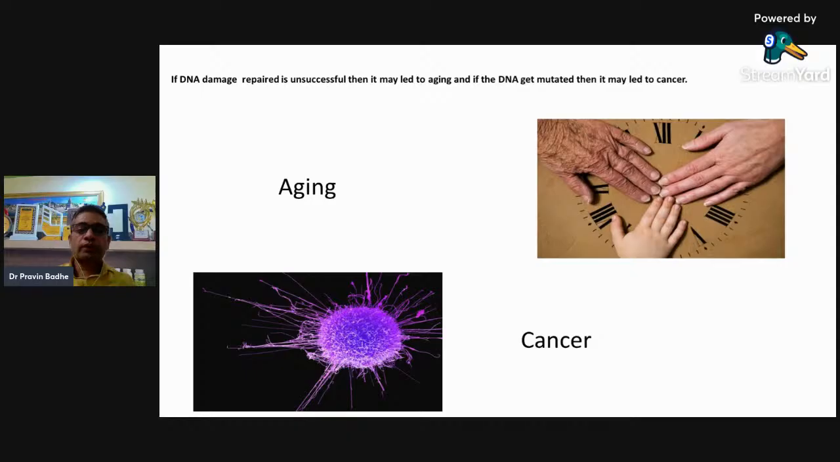But when the mutation happens in the DNA, it is going to lead towards cancer. And again, cancer is not one disease; it's a combination of many other diseases. So we are targeting chronic diseases, and those are not a single disease, it's always a combination of diseases. That's why we are targeting the DNA damage pathway.